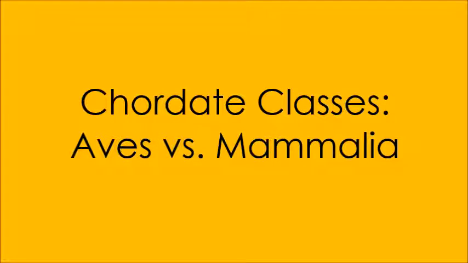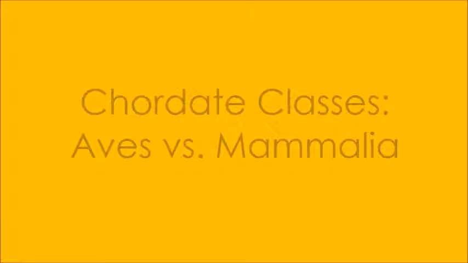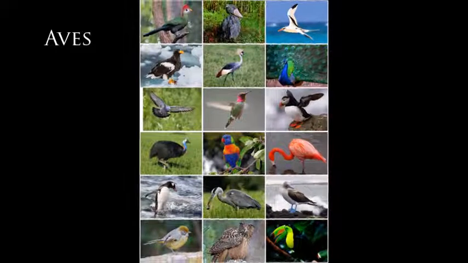Chordate classes, Aves versus Mammalia. The general definition of Aves is a class of vertebrates which comprises the birds. The possession of feathers is unique to birds and defines all members of the class Aves. For this video, I will be going over 5 characteristics of various birds that contrast to those in the class Mammalia.